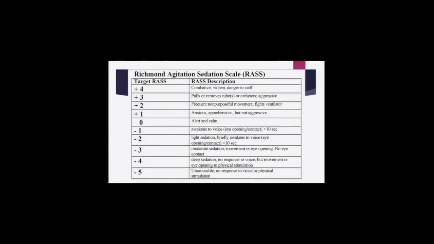The RASS score is another commonly used tool in the ICU. The score ranges from positive 4, which is a highly combative and dangerous to staff patient, to -5, unarousable, no response to pain or stimulation. We usually aim for our patients to be between RASS 0 to -2.